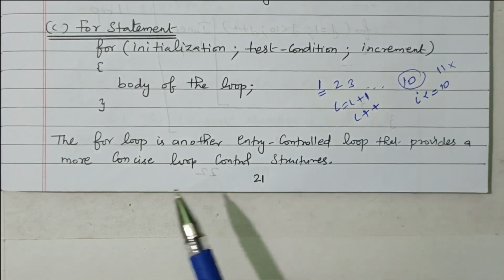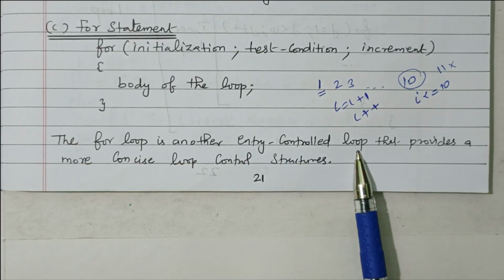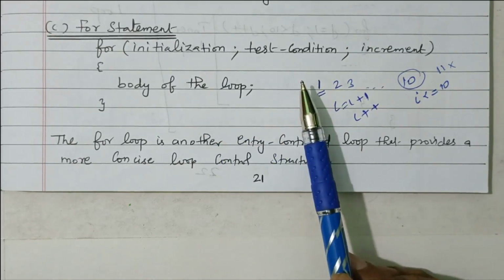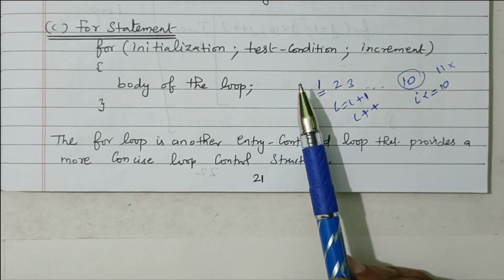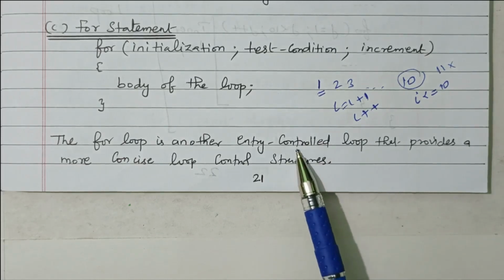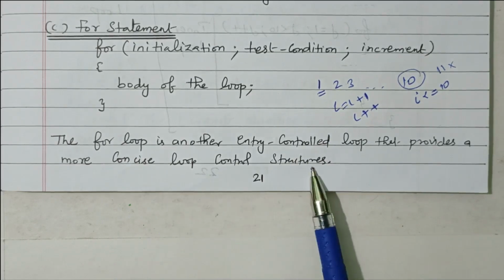So the for loop is another entry controlled loop. The while loop is also entry controlled. At the entry level it checks the condition. Here also, at the entry level we are checking the condition. An exit level statement is also available, that is the do statement. Do means, without checking anything, do the operation. After doing, it will check the condition. So that is an exit control loop. This is the entry control loop, which provides a more concise loop control structure.